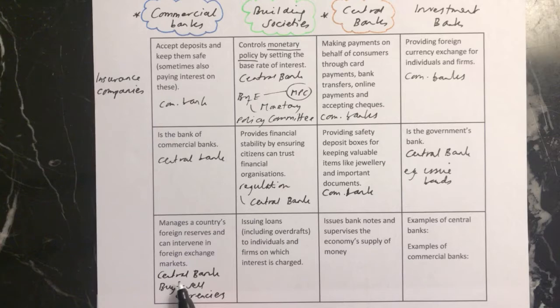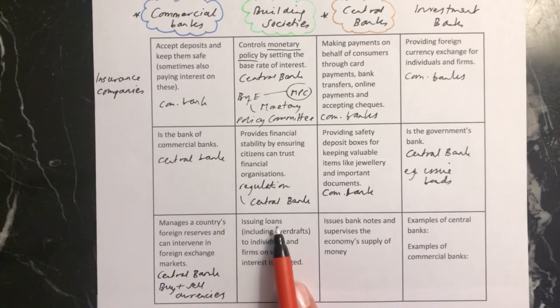So if they were to buy a lot of pounds, because the demand for pounds would go up, this would mean that the value of the pound would go up. Generally speaking, this isn't done in the UK with our currency. The currency isn't manipulated by the central bank, but it is a possibility. So this one is the central bank.